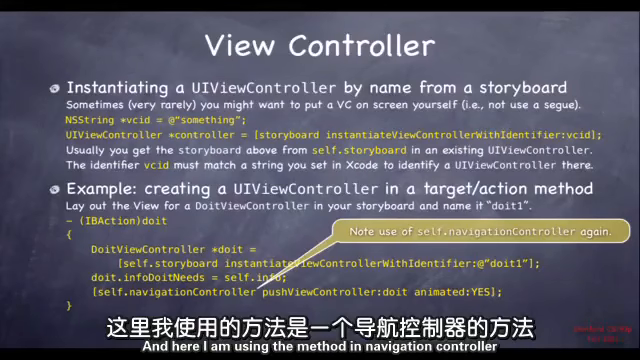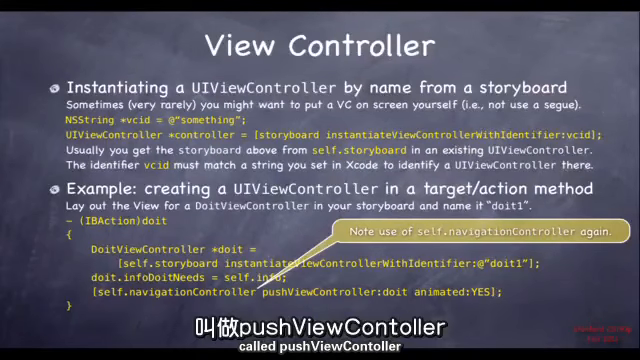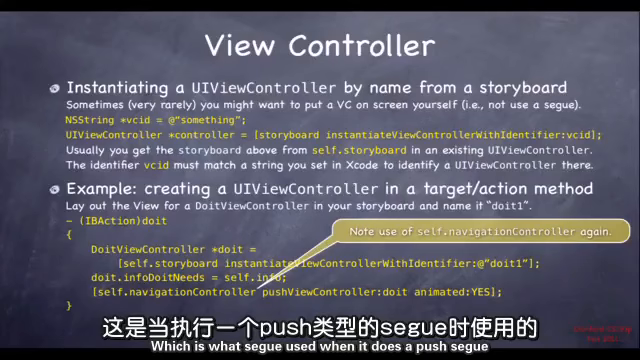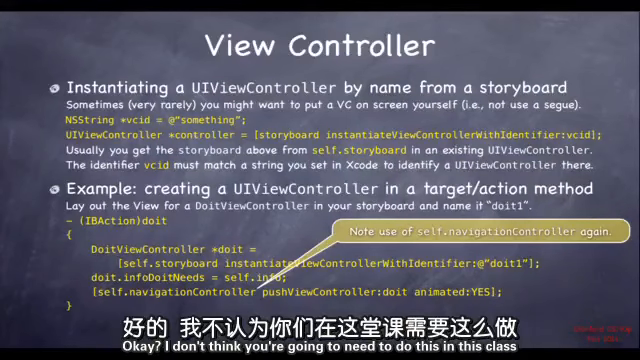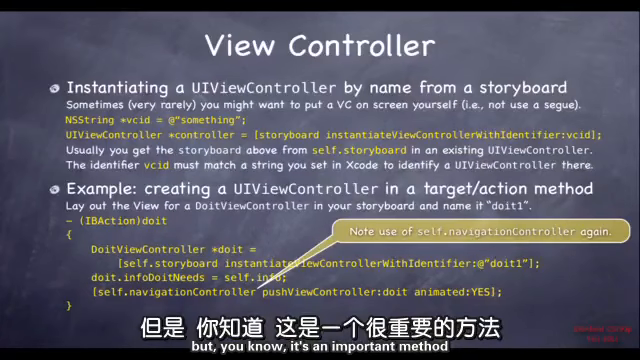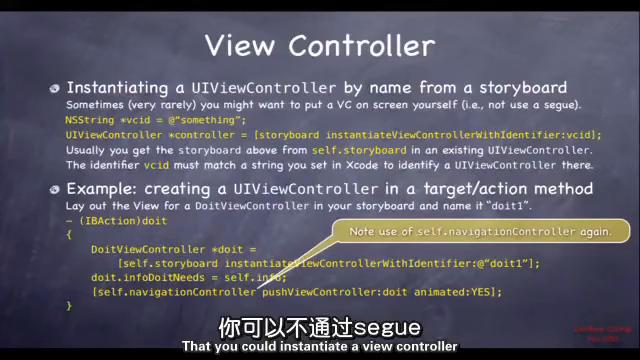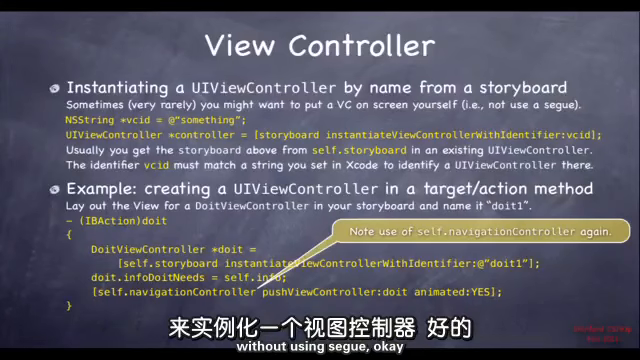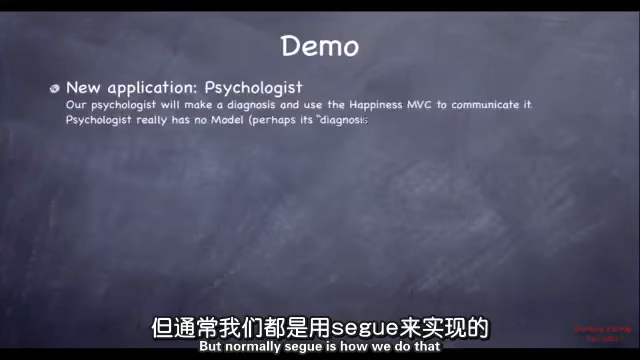And here I'm using the method in navigation controller called push view controller, which is what segue uses when it does a push segue. Okay? I don't think you're going to need to do this in this class, but this is an important method to understand that it exists, that you could instantiate a view controller without using segue. Okay? But normally segue is how we do that.